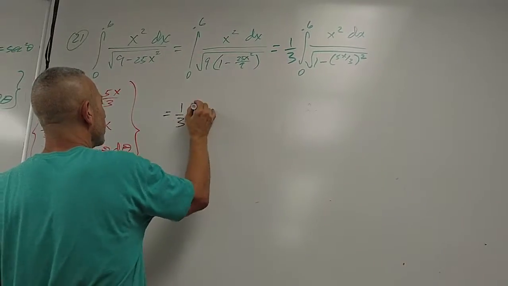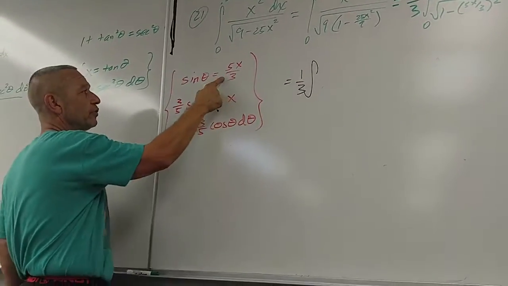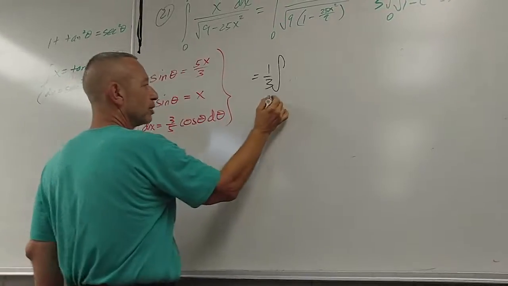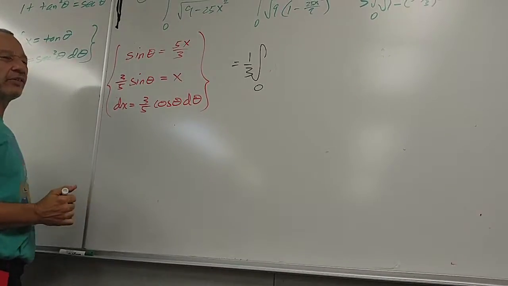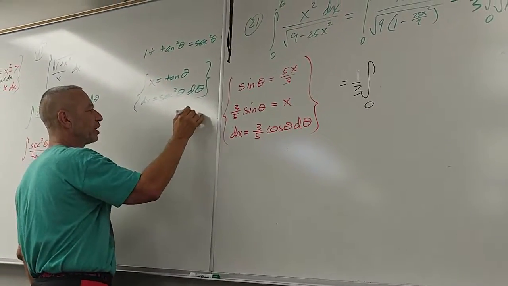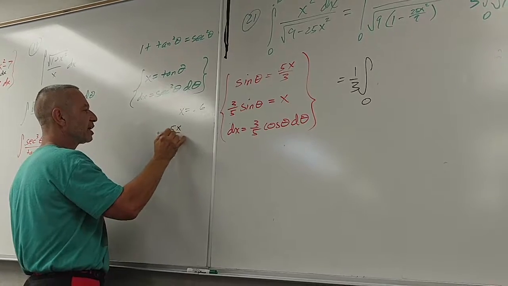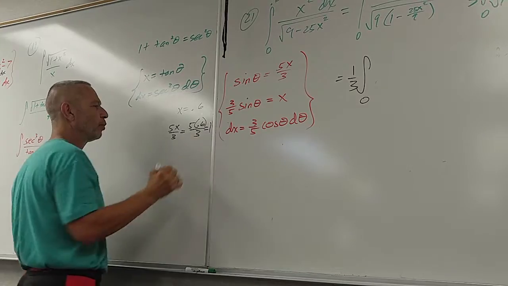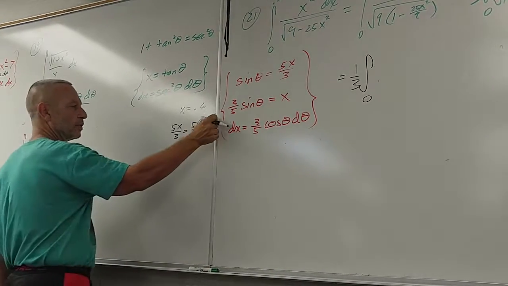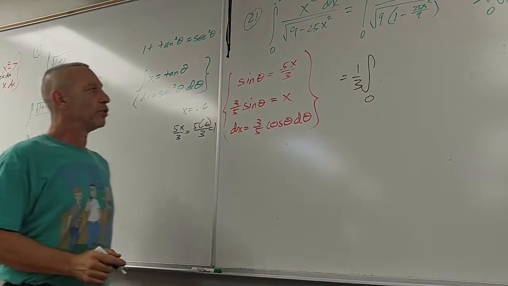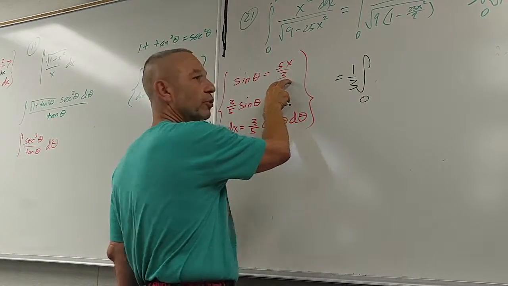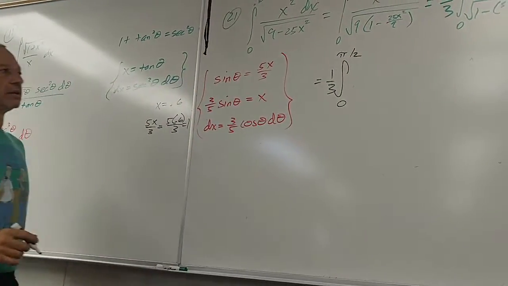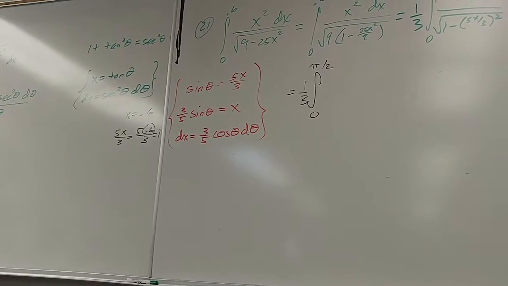1/3 integral. So when x is 0, theta is 0. And 0.6, huh? So if x is 0.6, 5x over 3 is 5 times 0.6 over 3. That's 1, I think, isn't it? Is that correct? Yeah. So when this quantity is a 1, theta is pi over 2. So I don't mind giving you those kinds of limits.